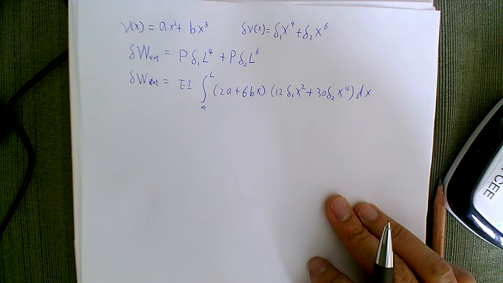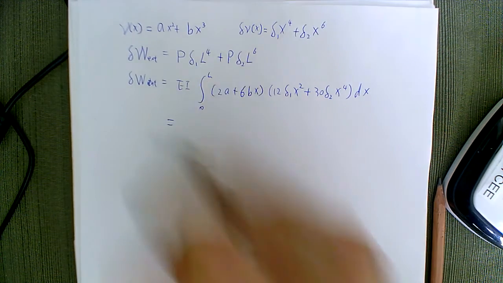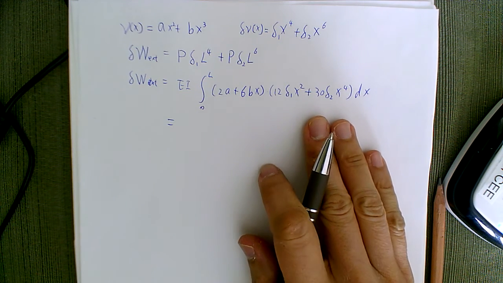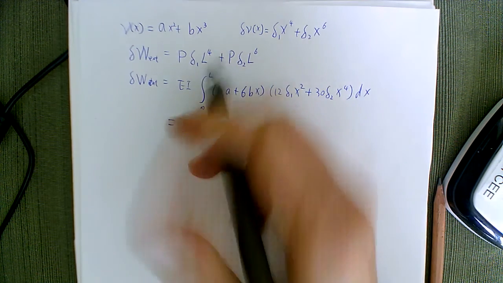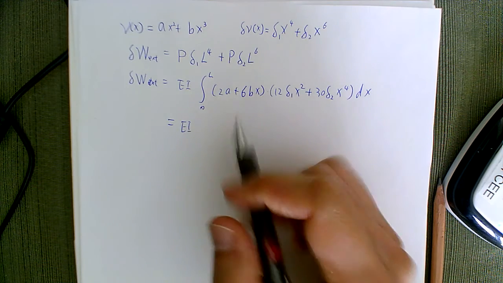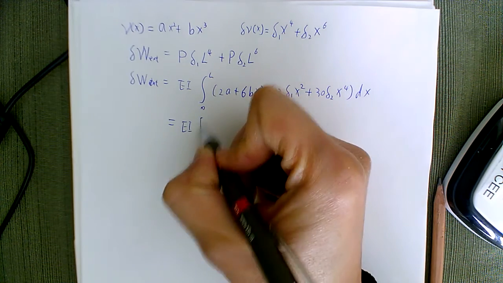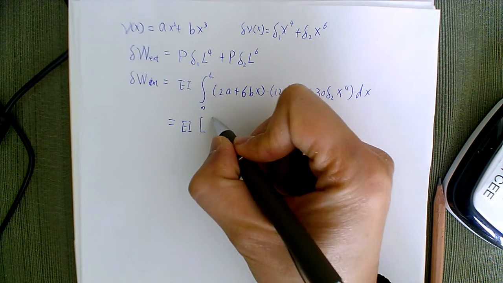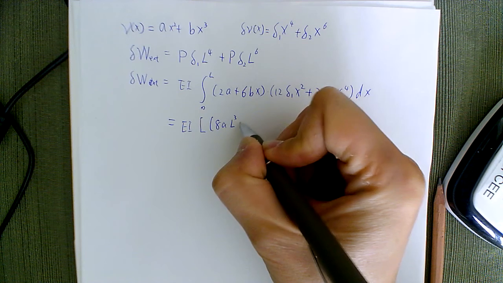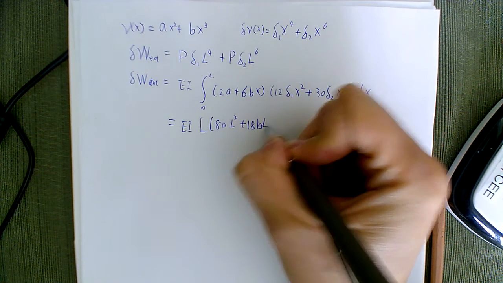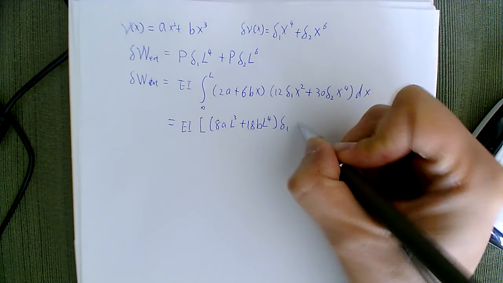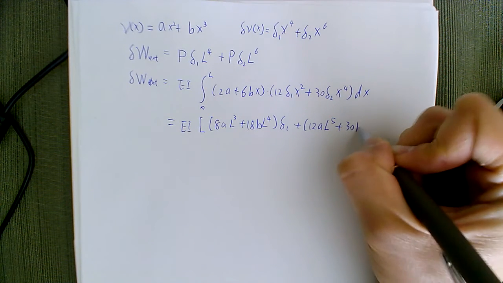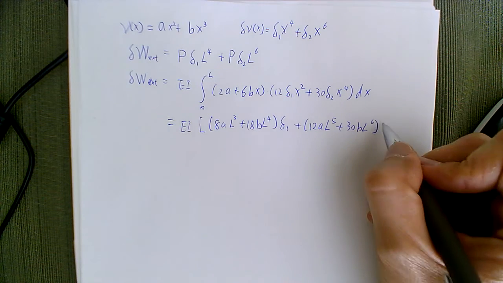I'm going to spare you the pain of doing this integration yourself, which you totally can. I'm just going to write out the final outcome after you did everything, and regroup it in delta 1 and delta 2 terms. So what are you going to get? It's actually something quite simple: 8aL cubed plus 18bL to the fourth, that's the delta 1 term, plus 12aL to the fifth plus 30bL to the sixth, that's the delta 2 term.